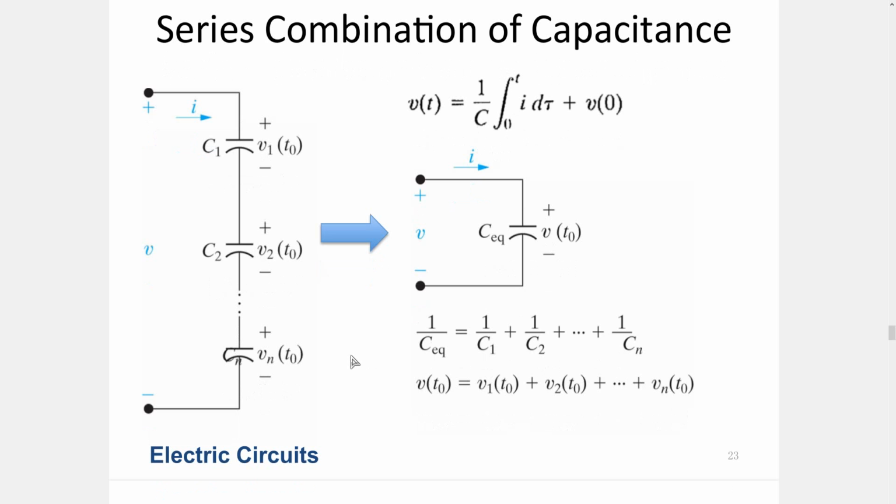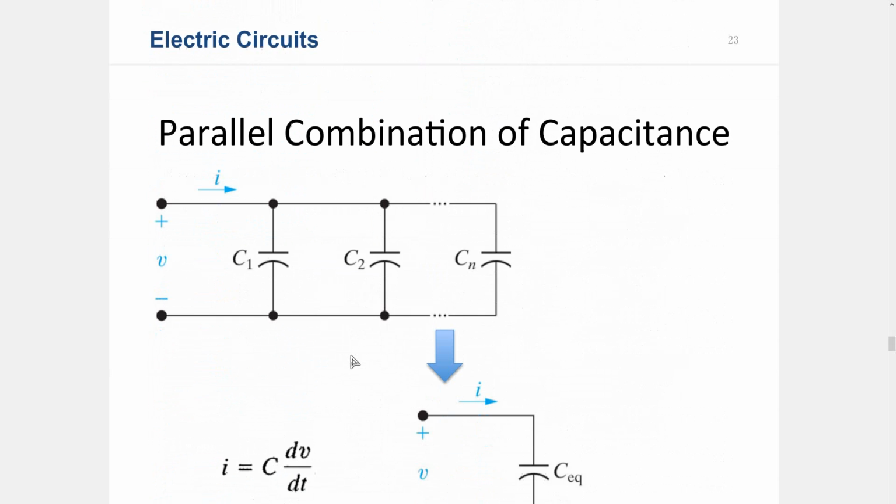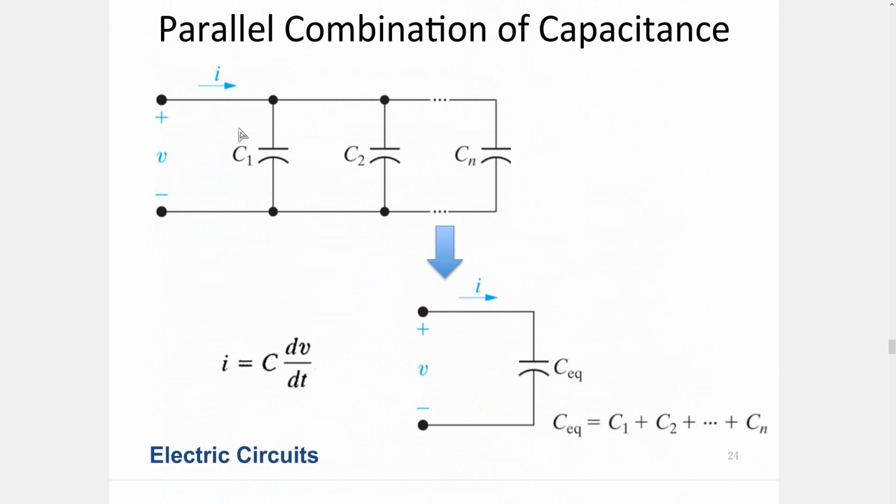Now, if we take a closer look at the parallel combination of capacitances, when we combine n capacitances in parallel, they will be sharing the same voltage, as you can see.